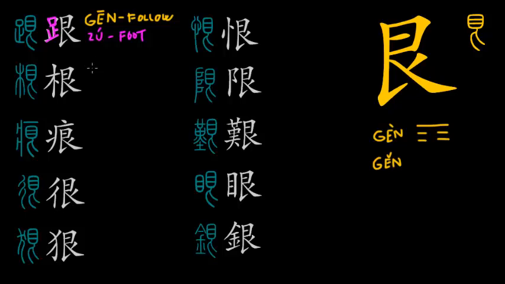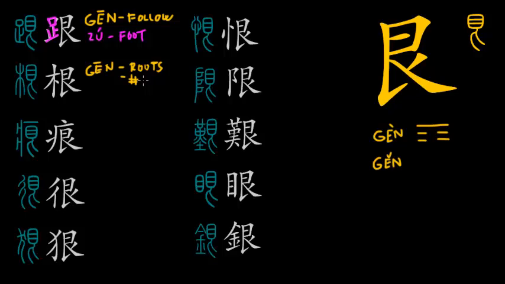The next character is also pronounced gun in the first tone, again, and its meaning is roots of something. That's the first meaning of this character. And the second meaning of the character is that it is a measure word. I'm going to use the number symbol for that. A measure word for things that resemble roots.